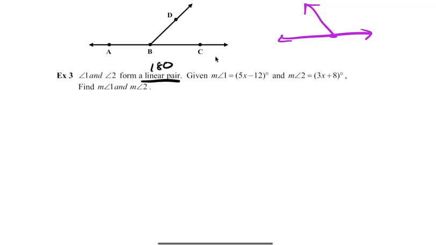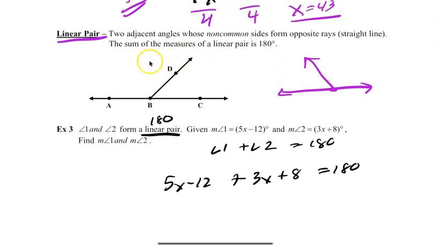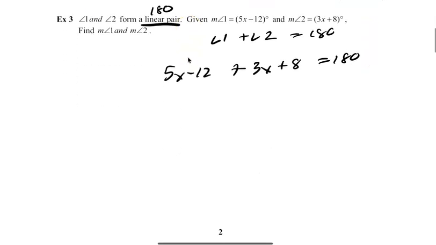So now we're just going to do angle 1 plus angle 2 equals 180. So 5x minus 12 plus 3x plus 8 equals 180. Again, because they're a linear pair, it looks like this, so it means it equals 180. It's a fancy way to do one. It's a special case of a supplementary angle, is what it really is.